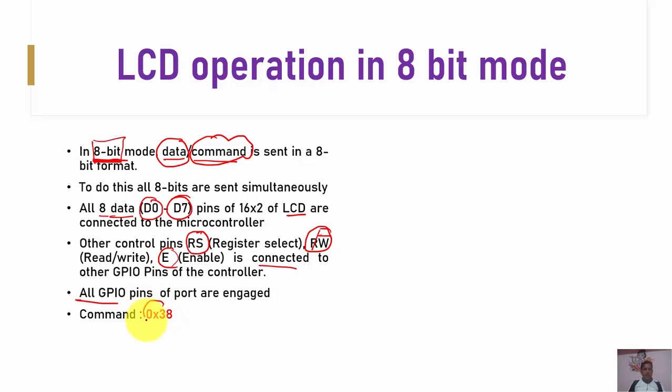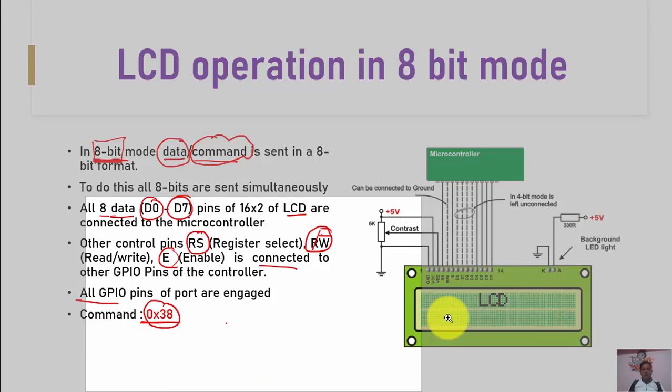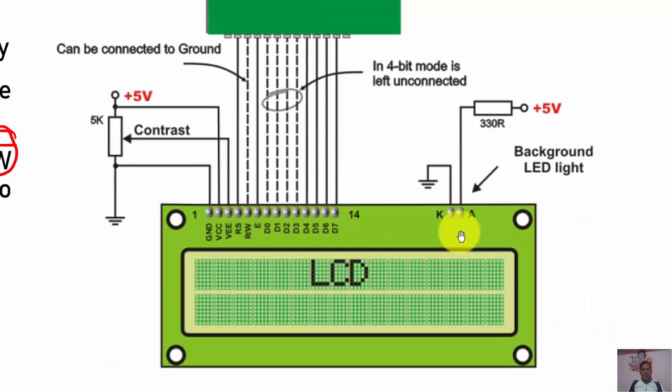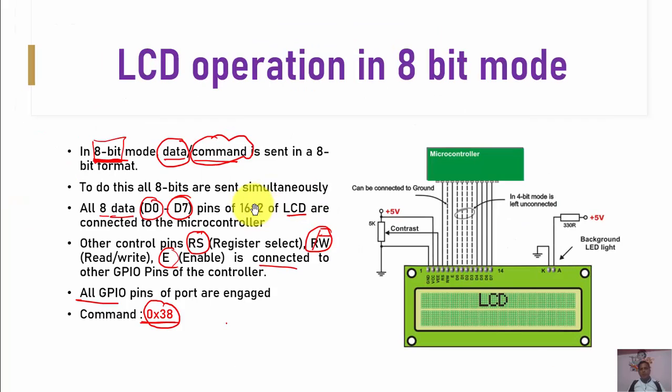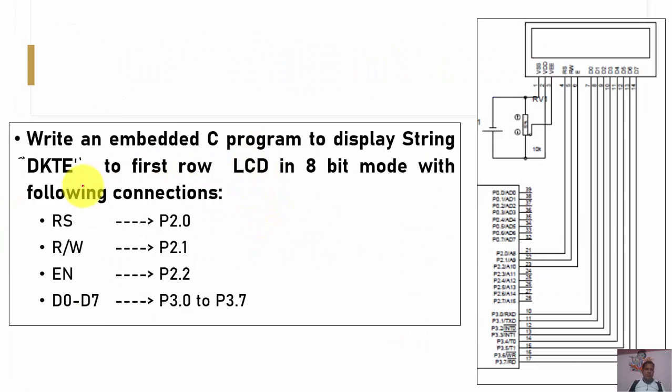In order to activate the 8-bit mode for the LCD, we make use of the command 0x38. So here is the connection. In a simple connection for the 8-bit format, all these 8 pins, D0 to D7, are connected to one of the ports of the 8051 microcontroller.